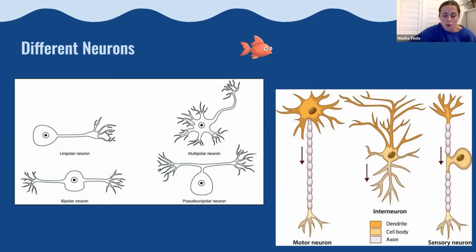So you can see there's a unipolar neuron, top left, which you will not need to know. That's an insect neuron. Then you've got your bipolar neuron, which you find in the retina of the eye, but you'll probably cover that when you do the eye later. Your multipolar neurons are the most common ones, and then your pseudo-unipolar neurons. And then here you've got your motor neuron, your interneurons, and your sensory neurons.